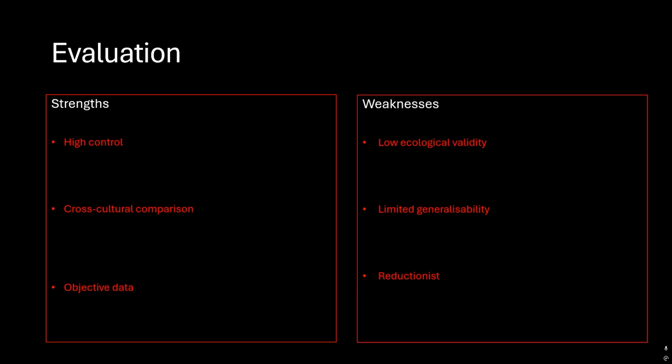What about the weaknesses? There's a low level of ecological validity. Judging emoticons is artificial and may not reflect how emotions are interpreted in real-life interactions. The generalizability is quite low. The study mainly compared Japanese and American participants, so findings may not apply to all cultures. It's also quite reductionist. Emoticons simplify facial expressions and ignore other cues like tone of voice or body language.